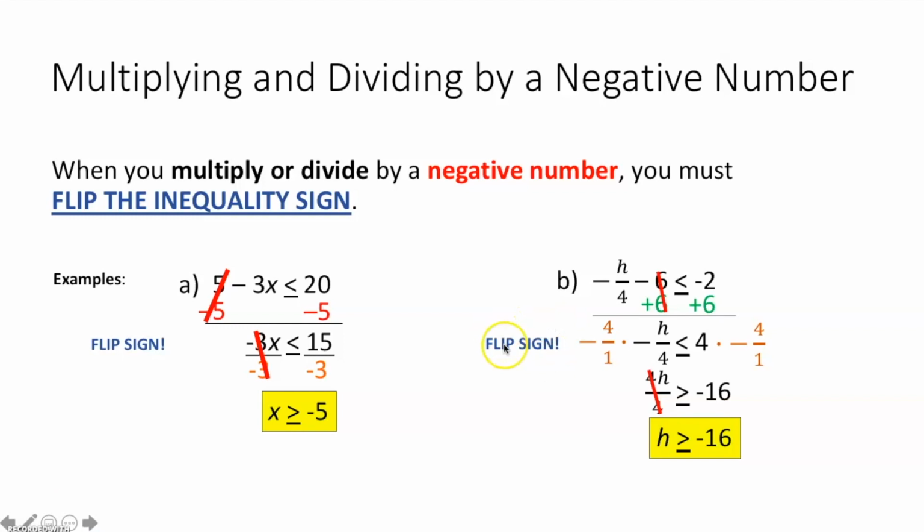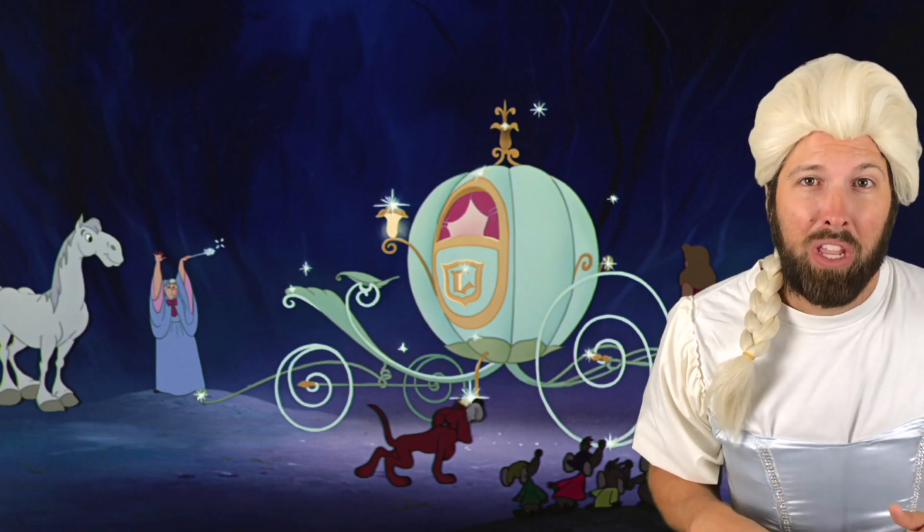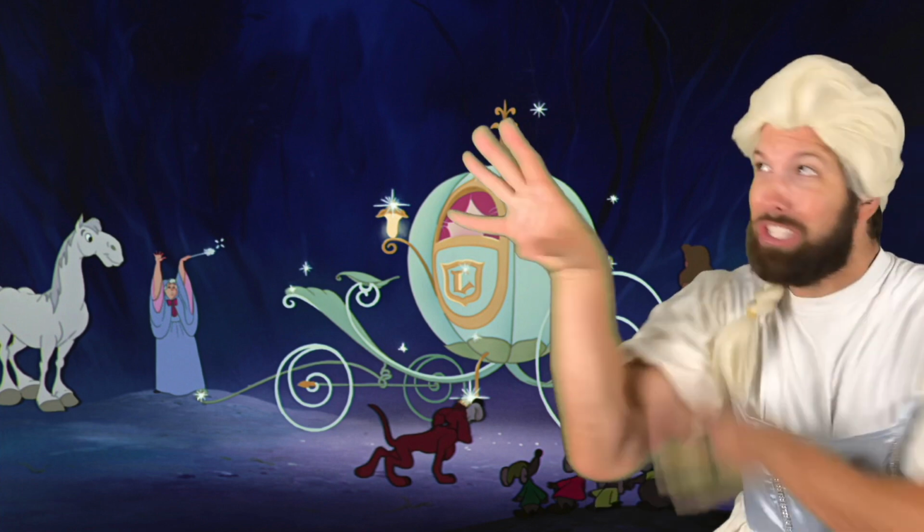Why was Cinderella bad at baseball? Because she had a pumpkin for a coach.